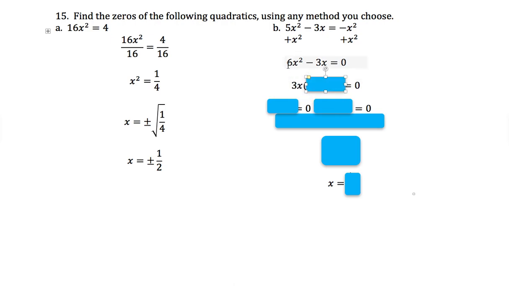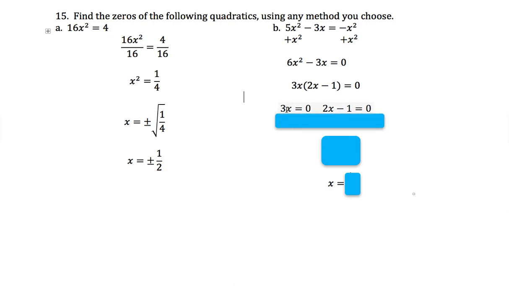And when I divide 6x squared by 3x, I'm just left with 2x. And negative 3x divided by 3x is just going to be negative 1. Now I can set both of those factors equal to 0. And I did it again. I should have had a 3 here instead of a 2. Yep, there we go. Should have a 3 here. So 3x is equal to 0. And then I'm going to do 2x minus 1 is equal to 0. So I'm just setting both factors equal to 0.